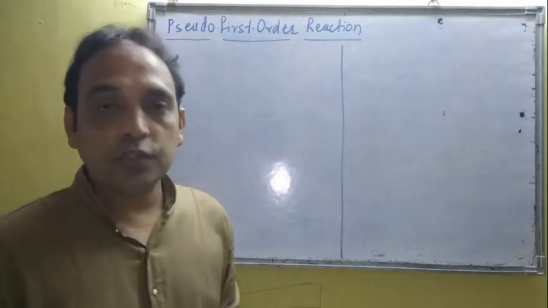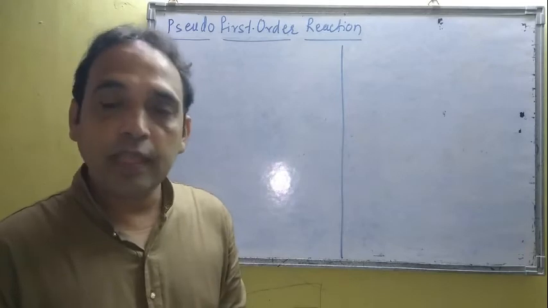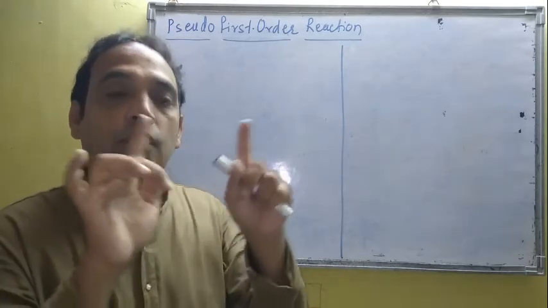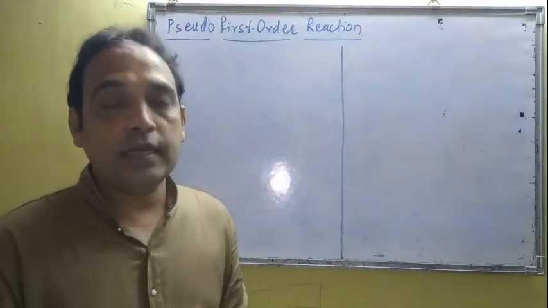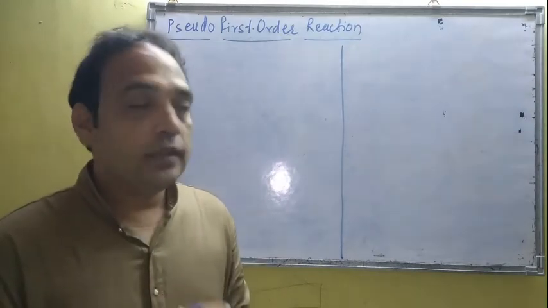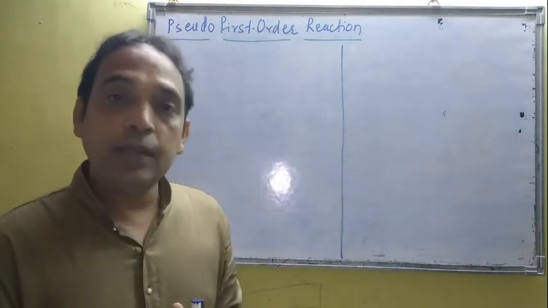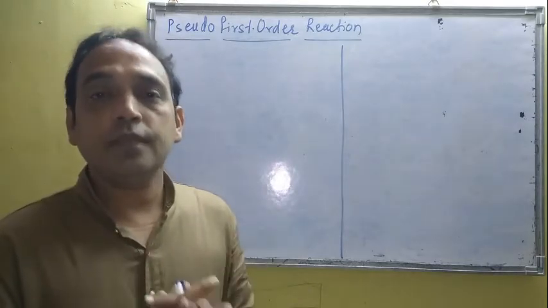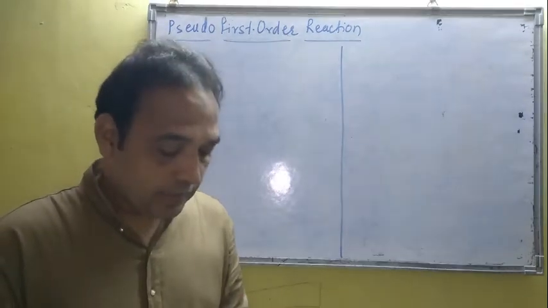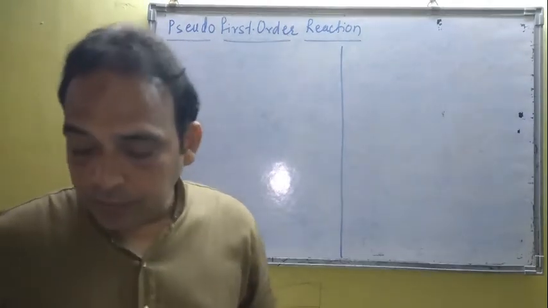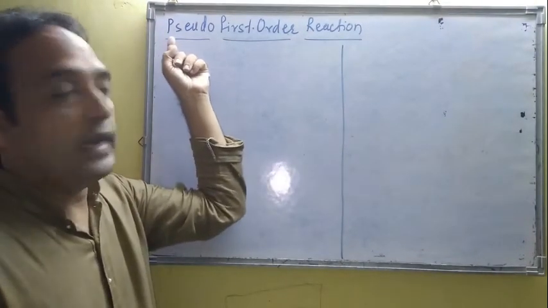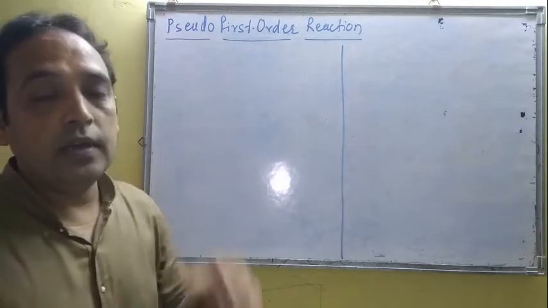Now first order reaction we have already discussed: the reaction in which rate depends upon the first power of concentration of reacting species is called first order reaction. What is zero order reaction? The reaction in which rate is independent of the initial concentration of reacting species is called zero order reaction. Now our today's lecture is pseudo first order reaction.